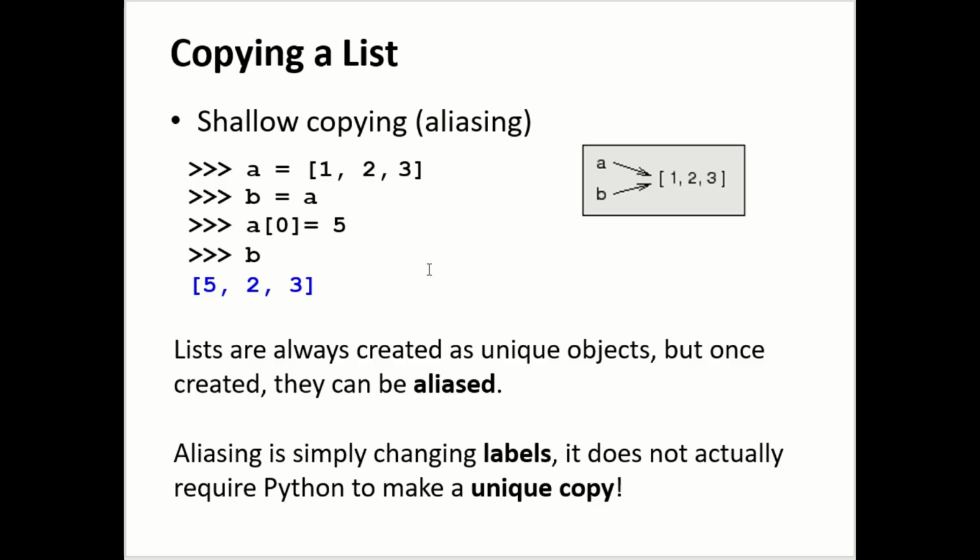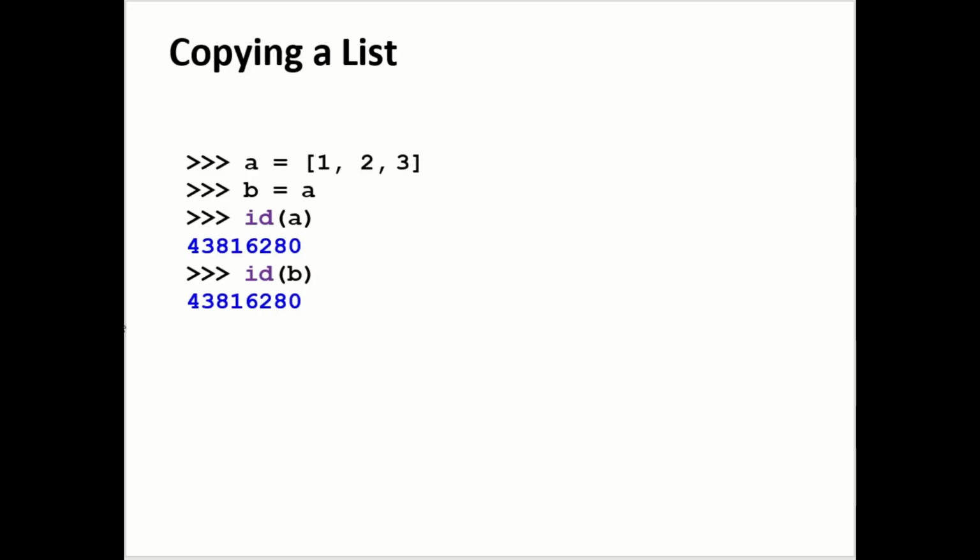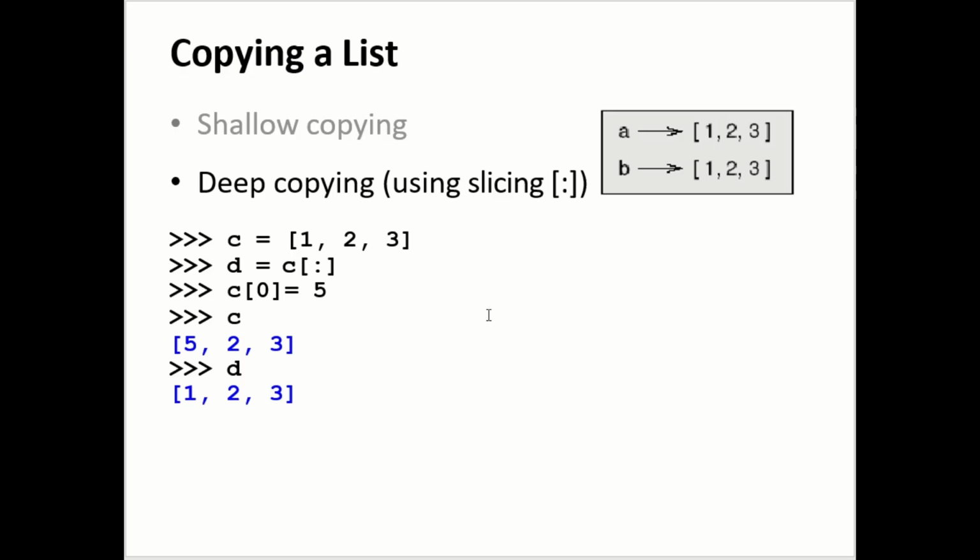Now, that could be fine, but you want to know if it's happening. This is called aliasing. It's not changing the box, but putting another label on, really adding a label. It doesn't make Python make a unique copy. Now, we can do that if we want to, but we need to be deliberate. It's not the default. In order to create two different objects, even if one's based on the other and they're identical, you can do that using slicing, using only the colon.